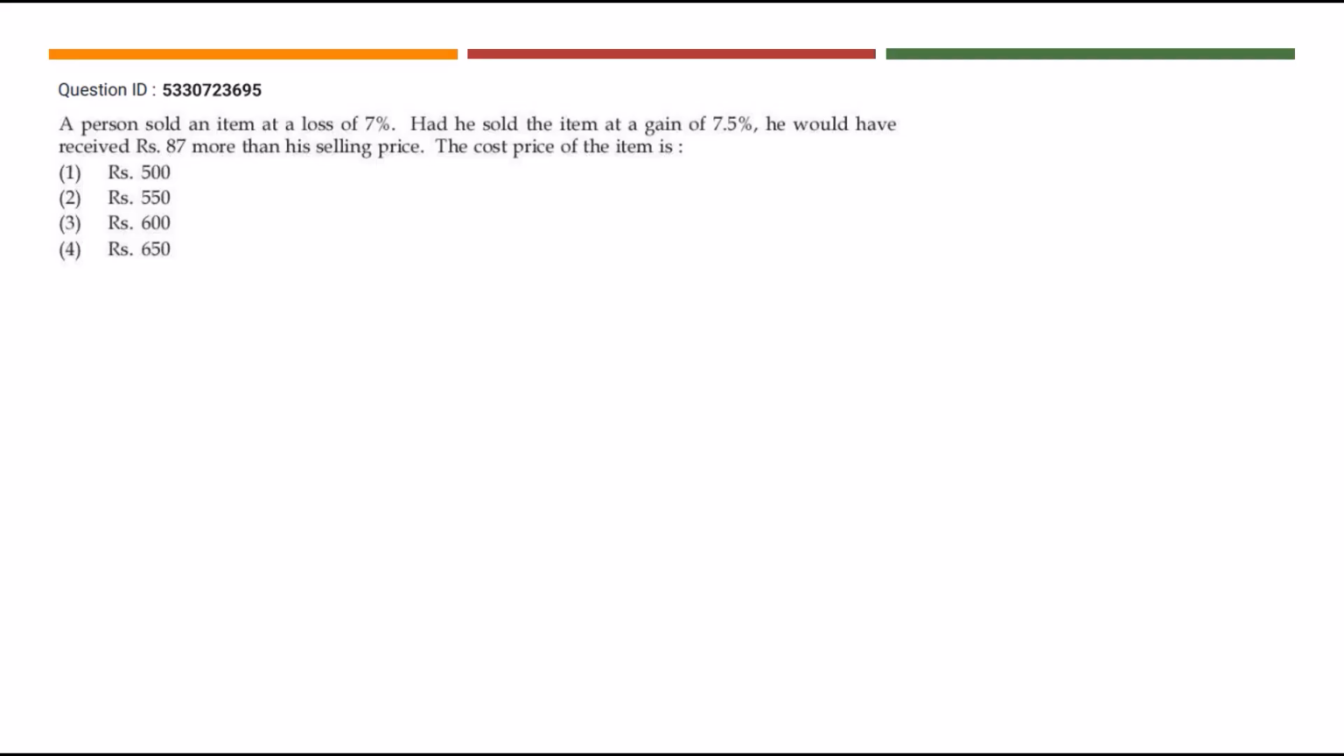A person sold an item at a loss of 7%. Had he sold the item at a gain of 7.5%, he would have received rupees 87 more than his selling price. The cost price of the item is? If you have a product at 100 rupees, and I sell the product for 110 rupees, that is the selling price. What is actually the cost price of the item?